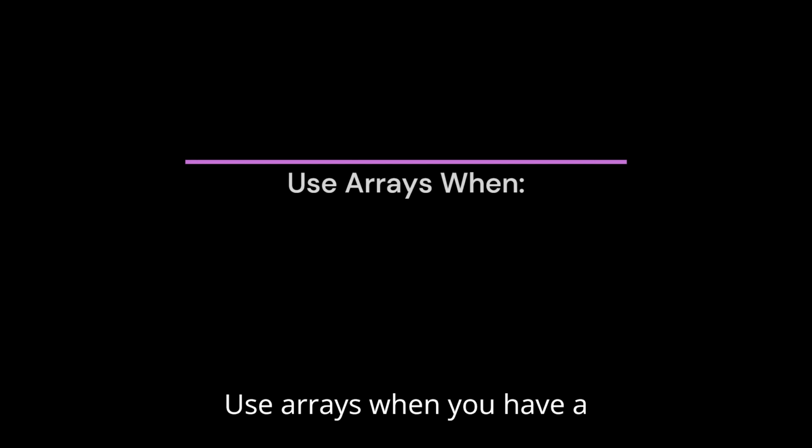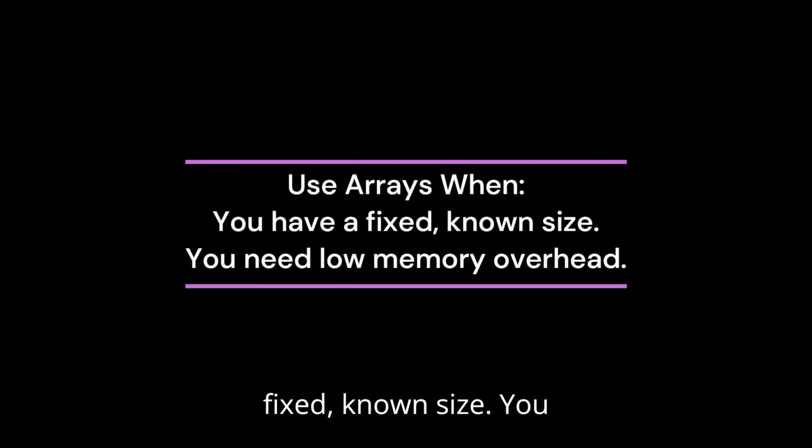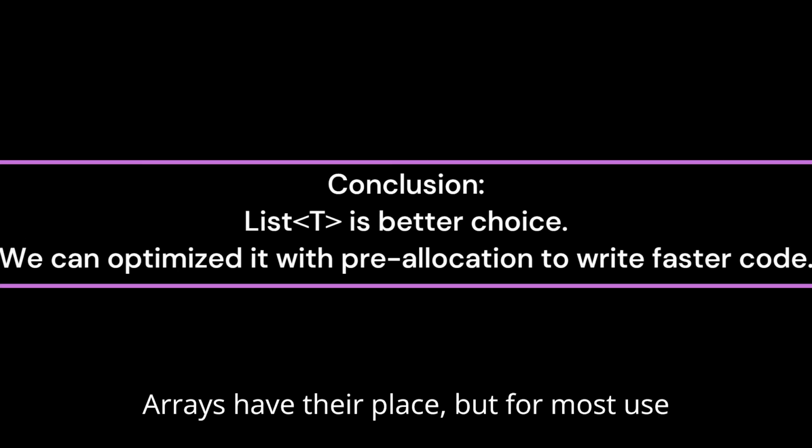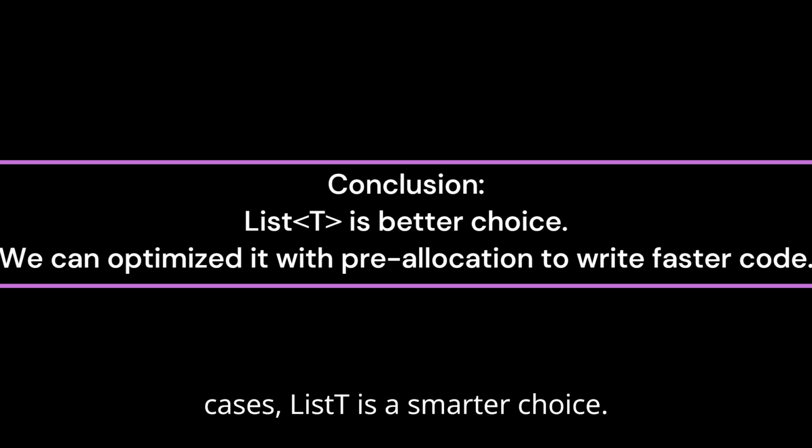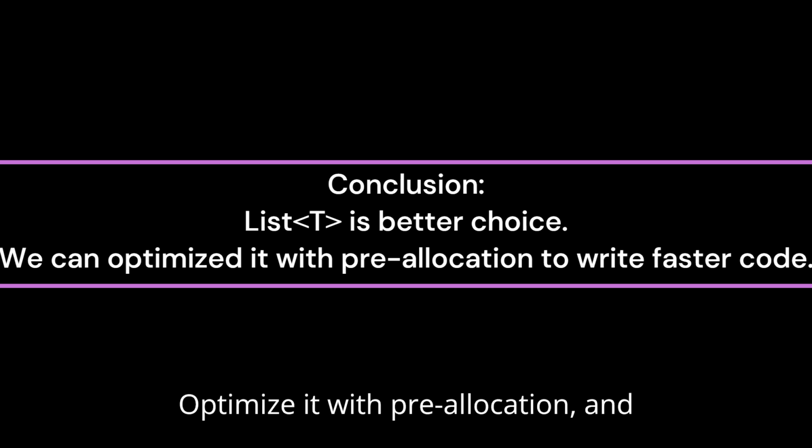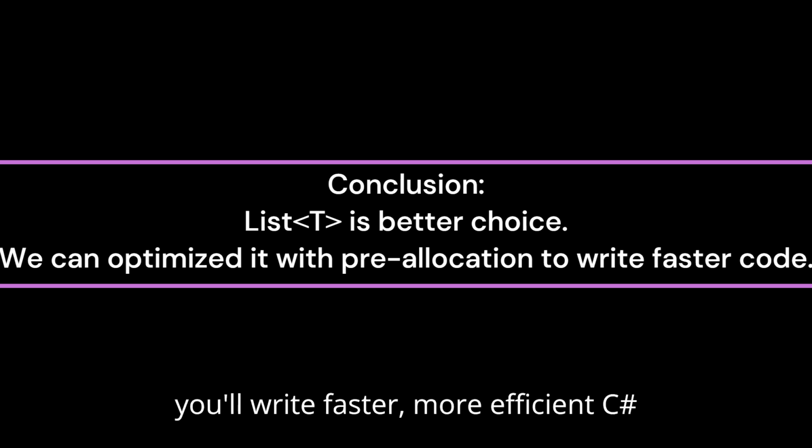Use arrays when you have a fixed, known size, you need low memory overhead, or performance is more critical than flexibility. Conclusion: arrays have their place, but for most use cases, List is a smarter choice. Optimize it with pre-allocation, and you'll write faster, more efficient C# code.